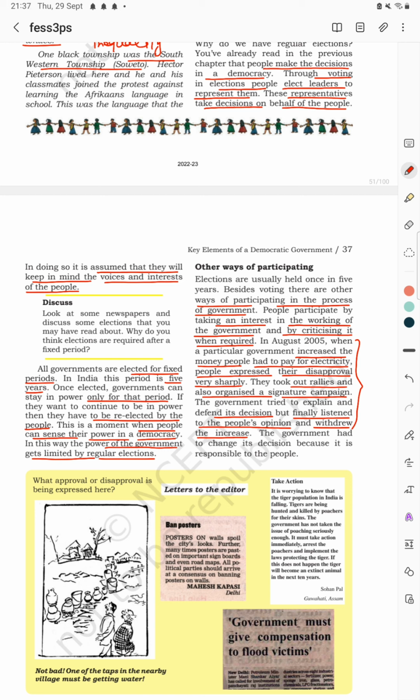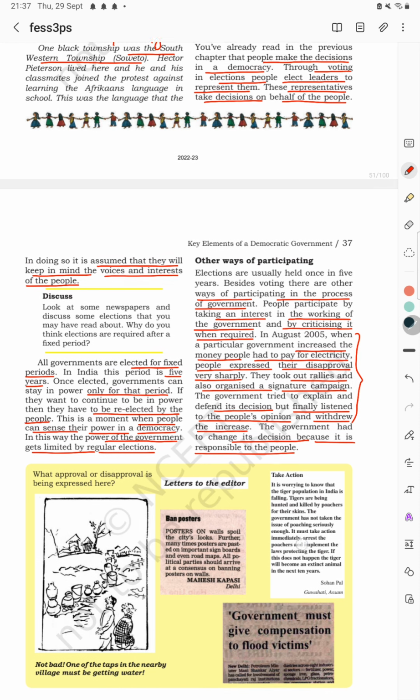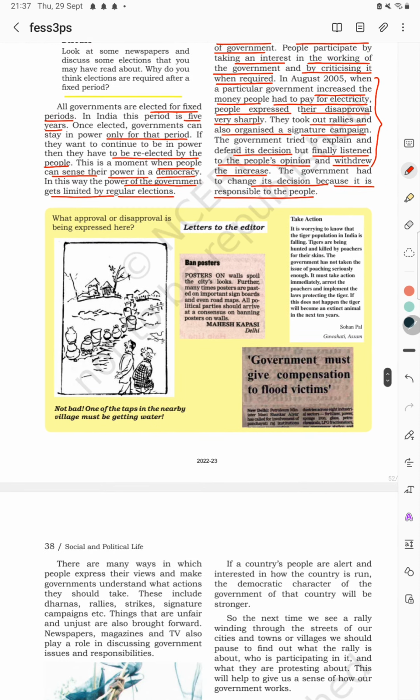So what is it indicating? That people were participating in the negative sense. That means they have not liked any policy of the government. That is why they are protesting, and it is the duty of the government to resolve the conflicts, if any. The government had to change its decision because it is responsible to the people. The people have elected their representatives to work in the benefit of the people, not against the interest of the people.